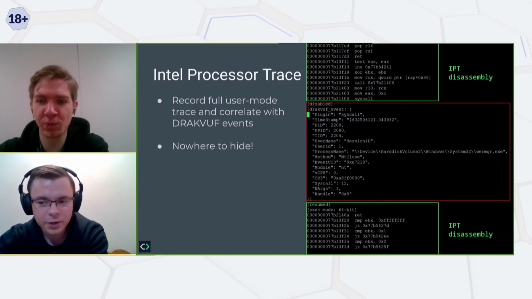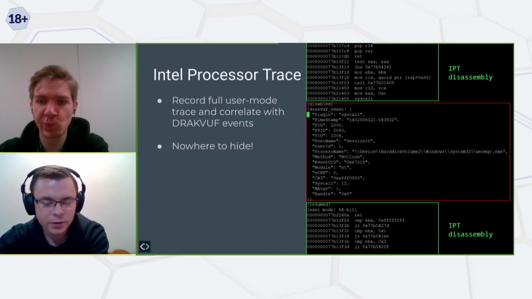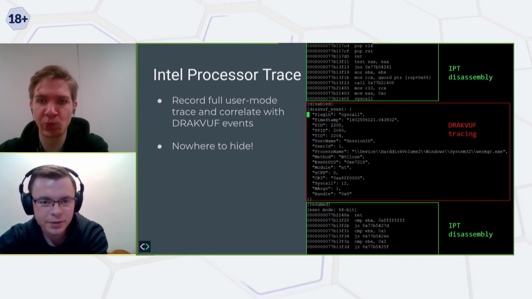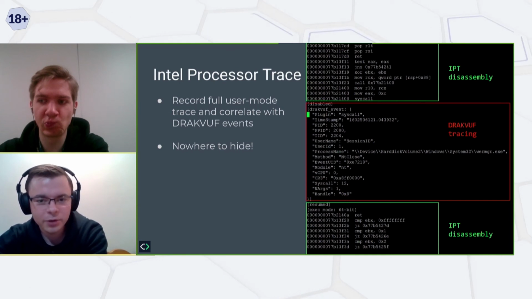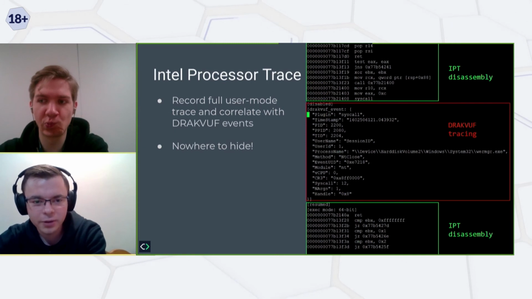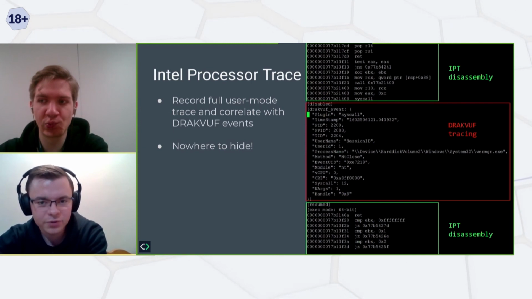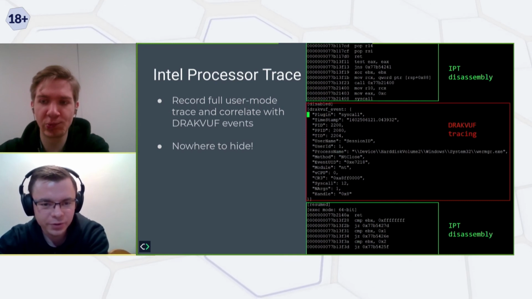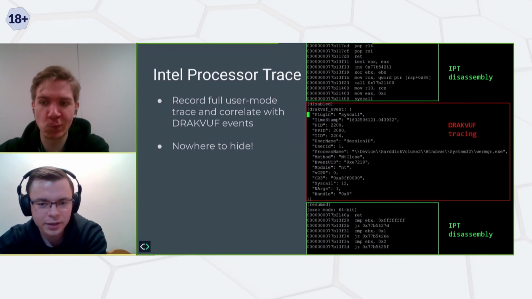So it somehow made a syscall. And in the red frame, we see what Drakvuf traced here. So we could combine these two pieces of information. And we see all the disassembly that was executed by the malware in user mode. And when it enters kernel mode, we see what particular event was logged by Drakvuf here. And then after the syscall was serviced, we see "resumed", and we again get an Intel Processor Trace disassembly.